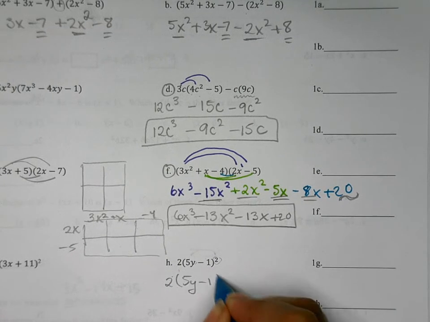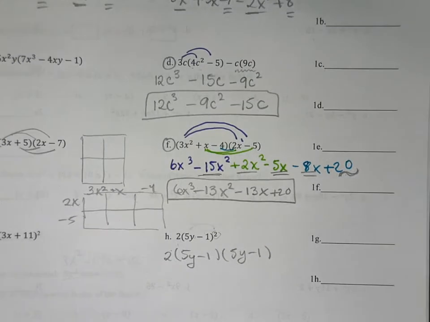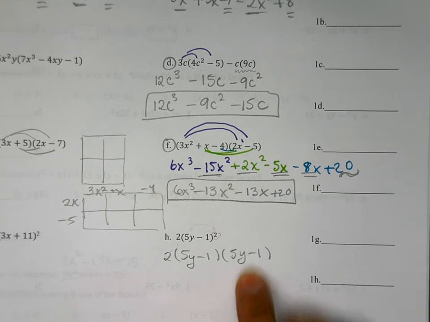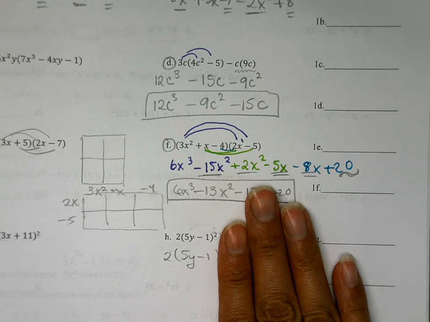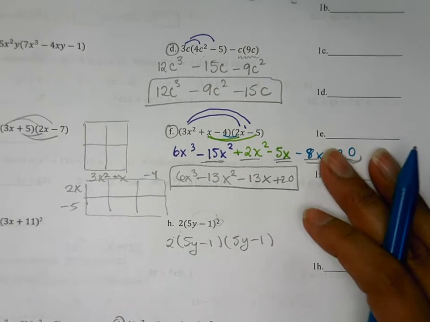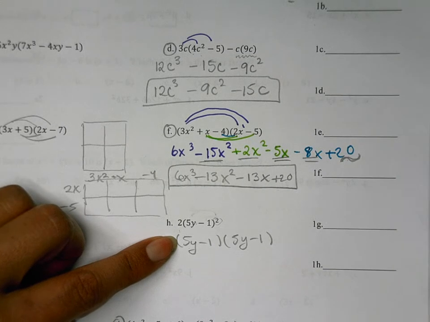Is it okay if I distribute the 2 first? No, it's not. Why? Because of the power here. So I have to do this: 2 times (5y minus 1) times (5y minus 1). Now, the next step, I've told you guys in the past, it's up to you. If you wanted to, could you distribute the 2 right now? You could. To both parentheses or just one? Just one. It doesn't matter which one.